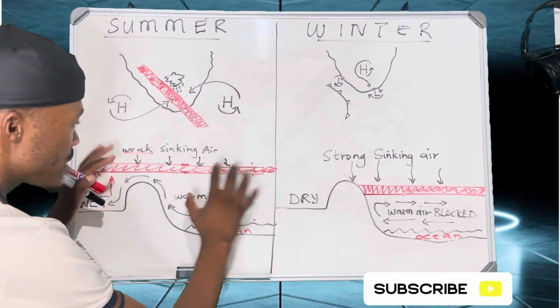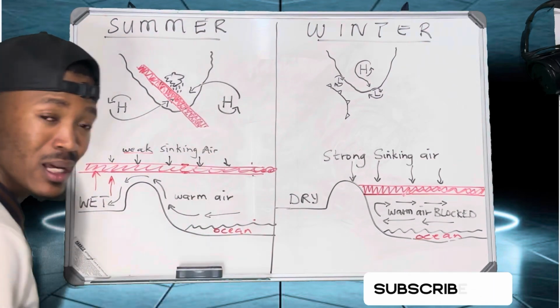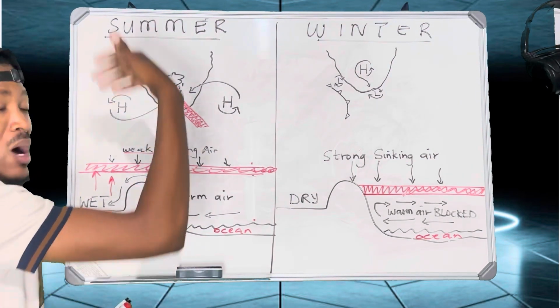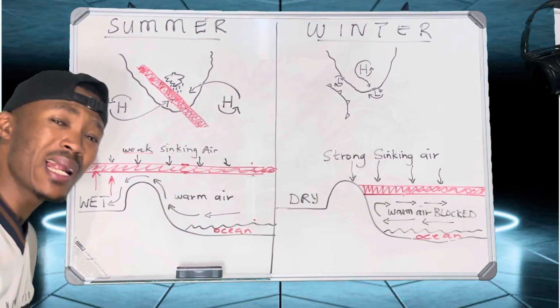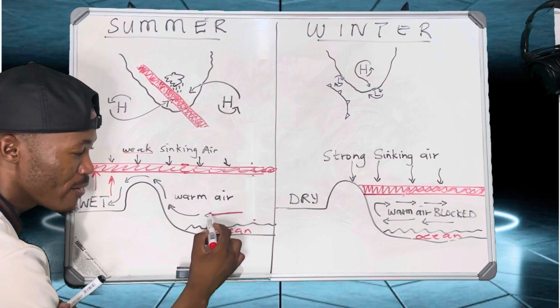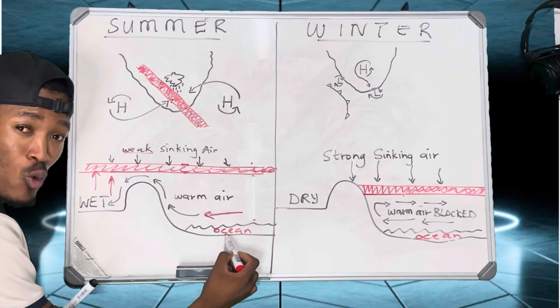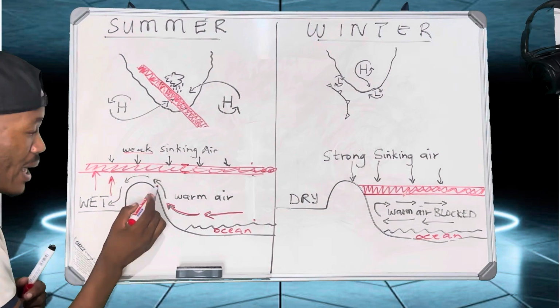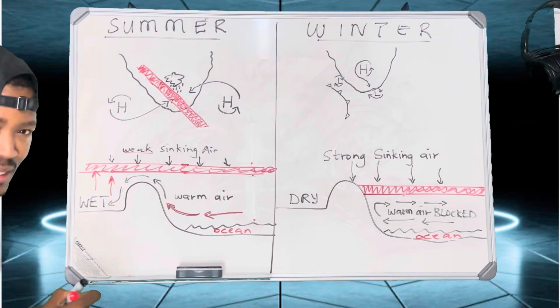Now, when it pushes the inversion layer higher in the atmosphere, the inversion layer that is now higher in the atmosphere will allow the warm air that is coming from on top of the Indian Ocean to now be able to go over the escarpment and into the interior.